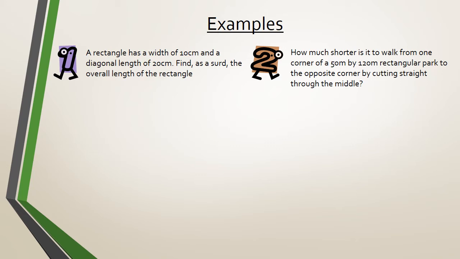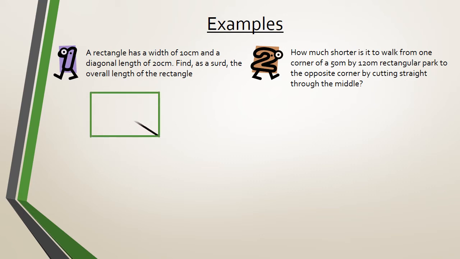Example 1. A rectangle has a width of 10 centimetres and a diagonal length of 20 centimetres. Find, as a surd, the overall length of the rectangle. Following rule 1, we should read it again. So we have a rectangle, it's 10 centimetres wide, and its diagonal is 20 centimetres, and they want us to find the length. Let's draw a picture.